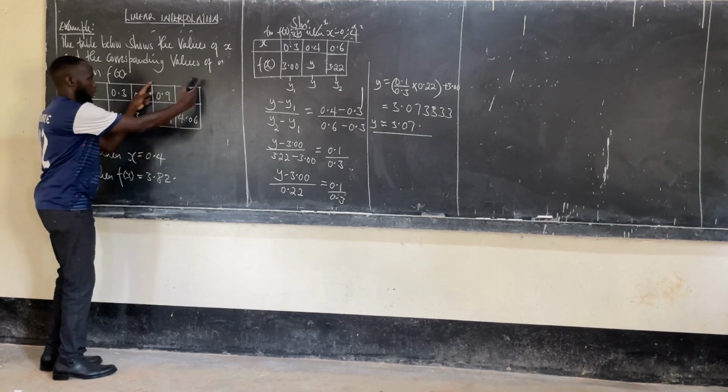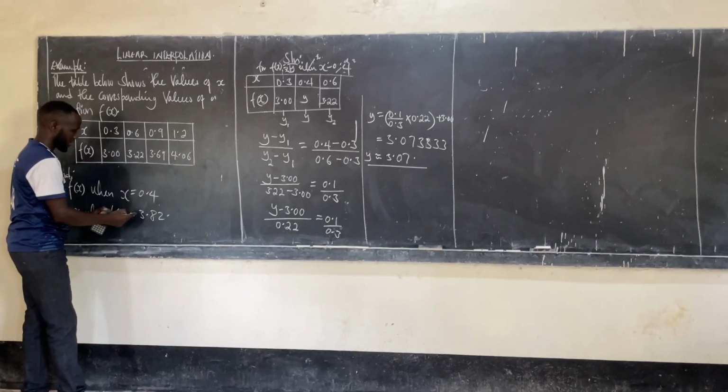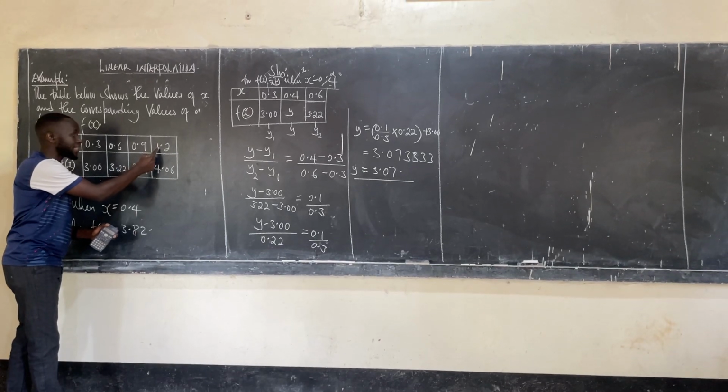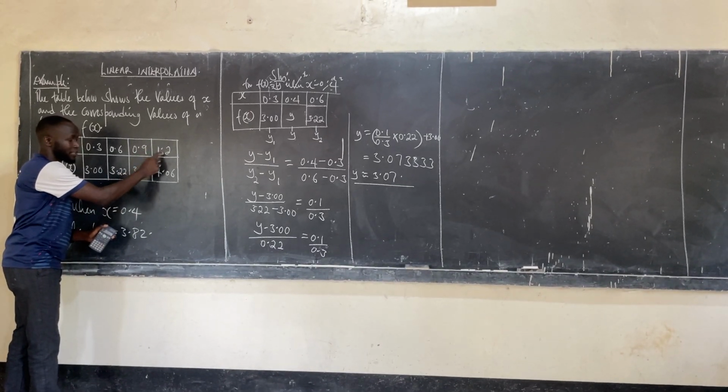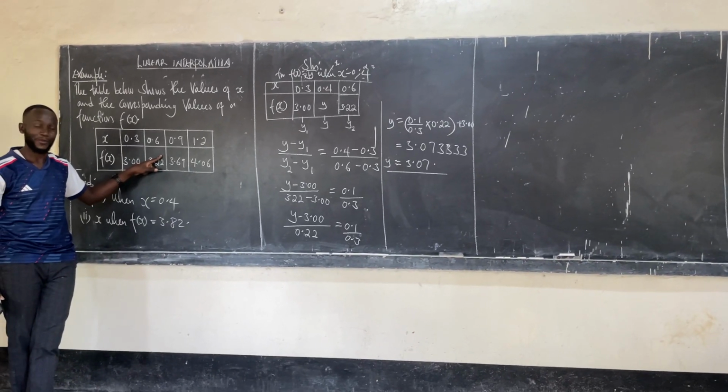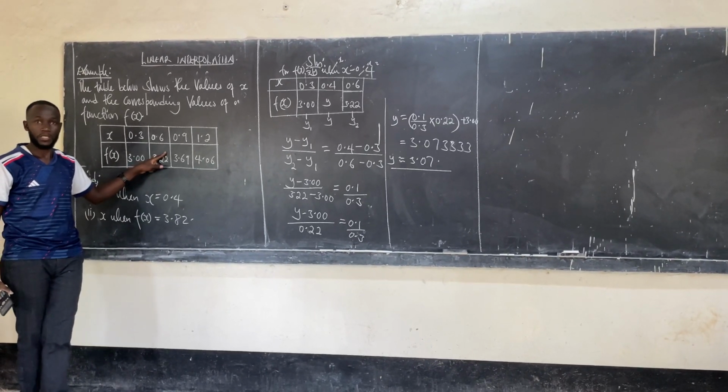So extract another table, but make sure that you have an unknown between 0.9 and 1.2, such that you get the value that lies between these two figures. So when you do that, then you understand that you've understood how to use linear interpolation. Thank you so much.